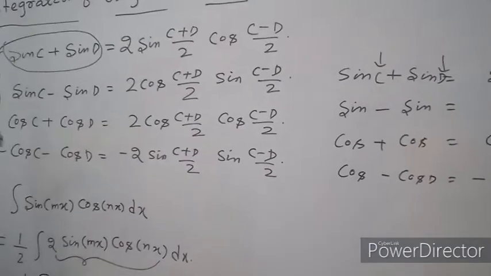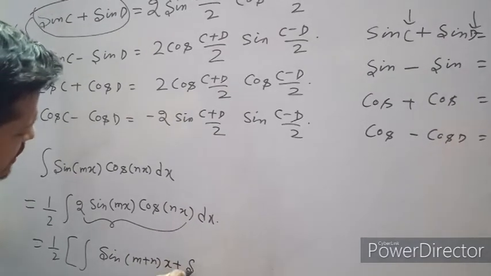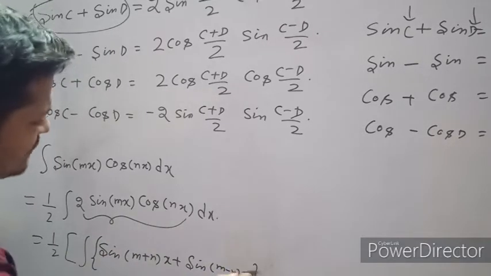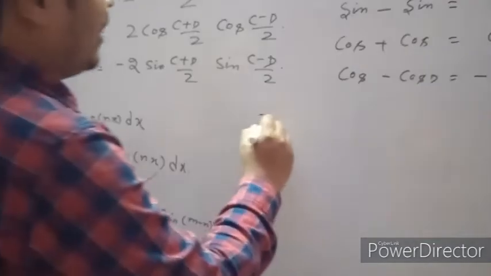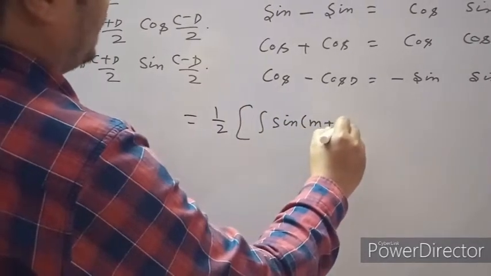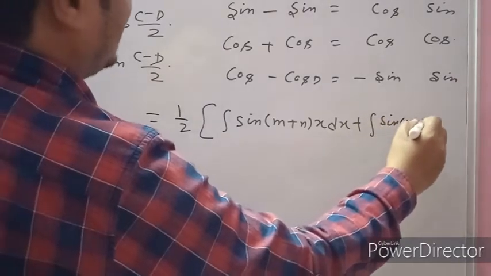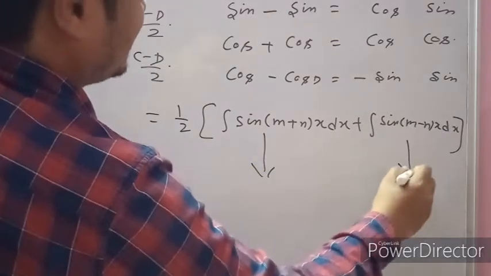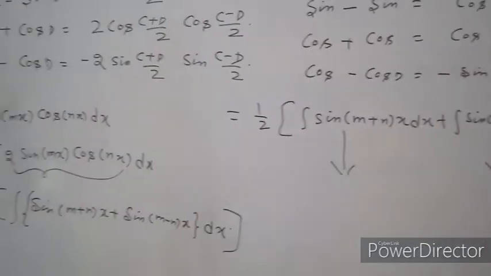So that would be sin of (m plus n)x plus sin of (m minus n)x dx. Right? So what you will get? Now that would be half integration sin (m plus n)x dx plus integration sin (m minus n)x dx. Easily this can be integrated and this can be integrated. So in order to get familiarized, let us work out some exercises.